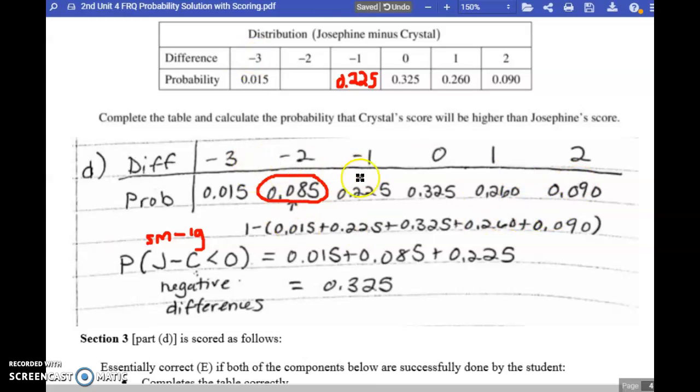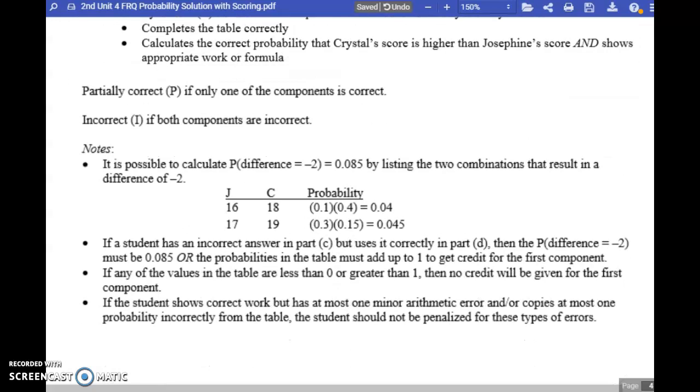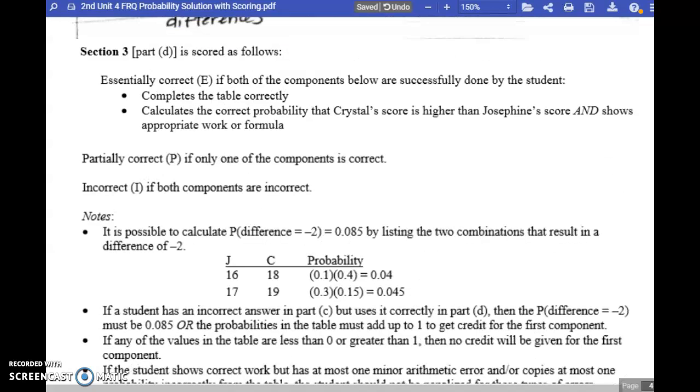Let me switch colors real quick. I'm running out of time. I need these probabilities. So what's that sum? So the probability that Crystal was higher than Josephine was 0.325. And then the scoring, I'll send you this as well, is as follows.